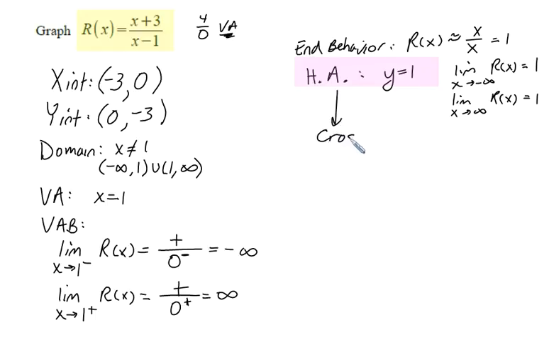The last question we'll ponder before we graph: does the graph cross its horizontal asymptote? Well, if it does, then the function itself, x plus 3 all over x minus 1, is going to have to equal 1. We can multiply both sides by x minus 1, we get x plus 3 is equal to x minus 1. Subtract x from both sides. Is 3 ever equal to negative 1? Not to my knowledge. So there will not be a crossing of the horizontal asymptote by this graph. Now we have everything we need to actually sketch the graph. So let's go ahead and do that.